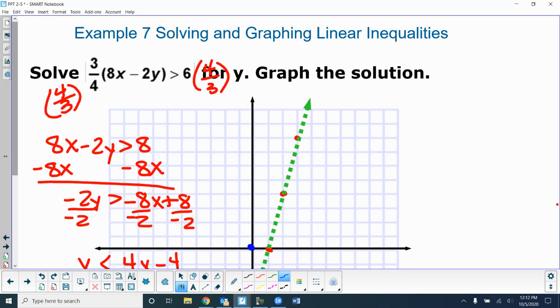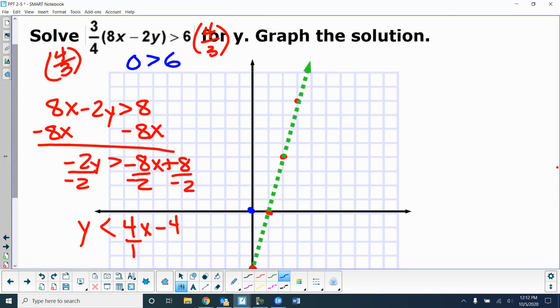What's all that in the parentheses become? 0. And then what's 3/4 times 0? 0, right? So when I substitute 0 up in the original, I get this. Is that a true or a false statement? That is false. So what's that mean about your point then? If it doesn't work, we don't shade the side it's on, we shade the opposite side. You guys realize that, right?